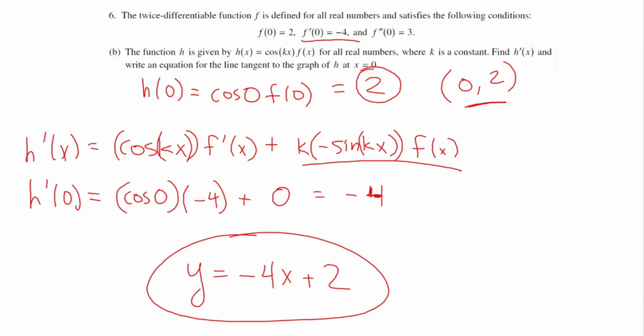And part B there was worth 5 points. That's it, just parts A and B for this question. 2 points for getting the correct expression for h prime. 1 point for getting h prime of 0. 1 point for getting h of 0. And 1 point for the final answer. And that's the end of this function FRQ. It was question number 6 from the 2006 AP Calculus AB exam.